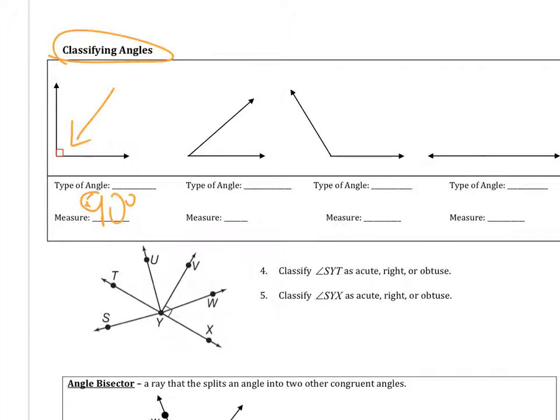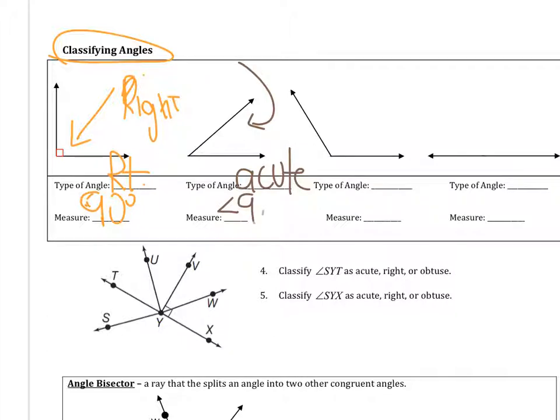All right, and that's going to be considered a right angle. So I put right or RT, or I can write right. Either way would be fine. This angle, since it is clearly smaller than 90, I'm going to call that acute. Okay, and the measure has got to be less than 90 degrees. This one, clearly much bigger than 90 degrees, so I'm going to call that obtuse.